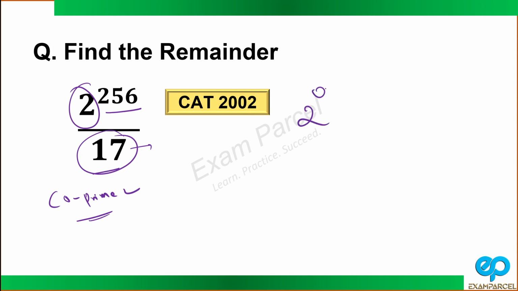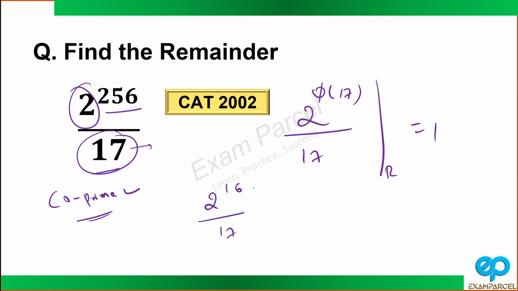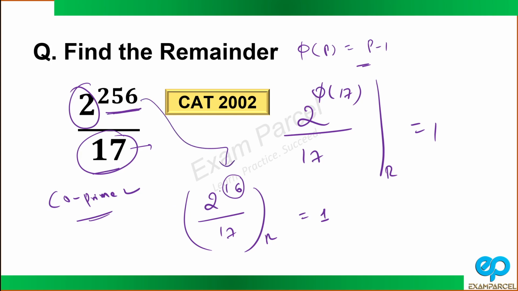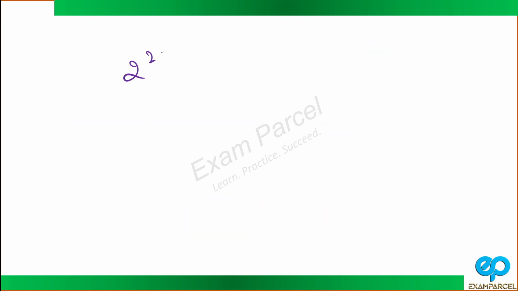So our theorem says that 2 raised power phi of 17 by 17 is going to give me a remainder of 1. Fine. Now phi of 17 would be 16. 2 raised power 16 upon 17, remainder is 1. So phi of 17 is 16. I hope you remember that phi of any prime number is p minus 1, right? But I want power 256. Now 256 is nothing but 16 into 16, right? 16 square is 256. So can I rewrite this as 2 raised power 16 upon 17?